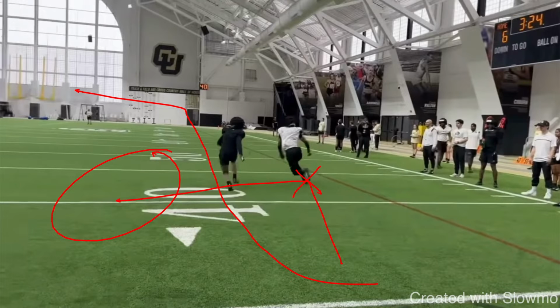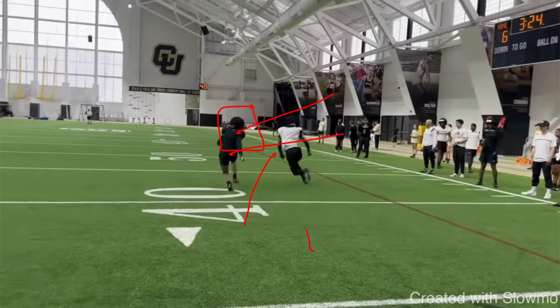So at this break point, if this DB is over the top of you, guess what you could do? You could take your inside hand, put it on the back of his shoulder, back of his hip, break down and slip under him and throw him by. They call that a throw-by move. And that throw-by move will get you separation, but also give you space to accelerate out of the break.